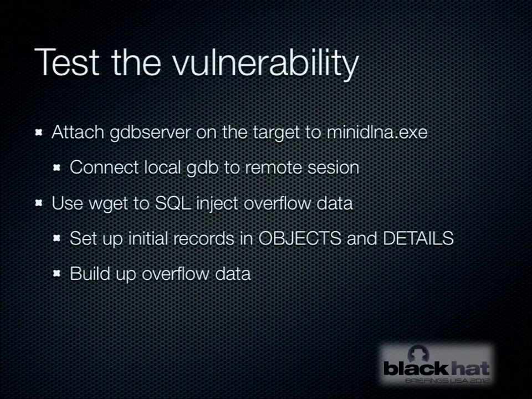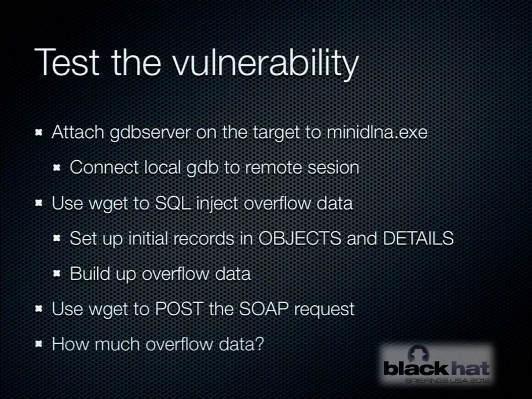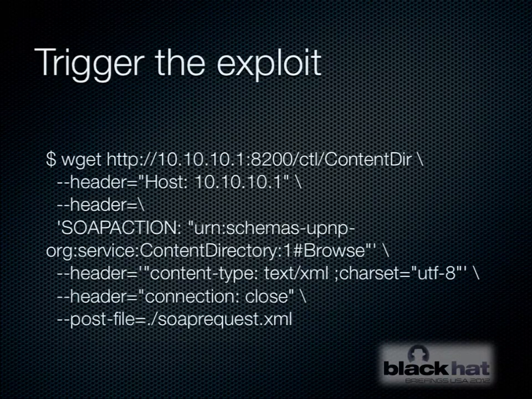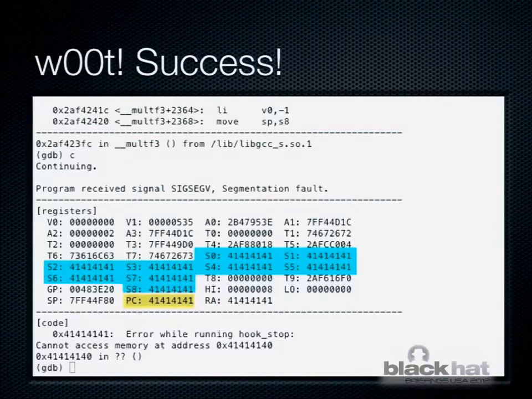And then start building up your overflow data in the database, and then use wget to post the SOAP request. So how much overflow data do you need to build up in the database? Well, it's a pretty simple matter of just repeating that process until you get a crash in GDB. And then to trigger the exploit, this ridiculous wget incantation will actually post your SOAP request. When you do that, if you get a crash in GDB, hopefully you see something beautiful like this.